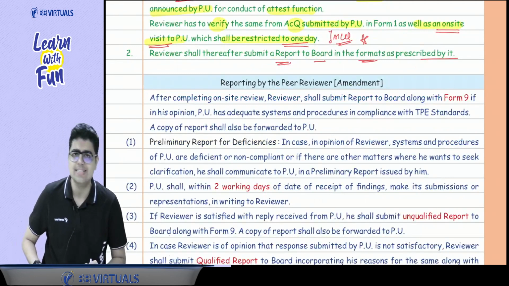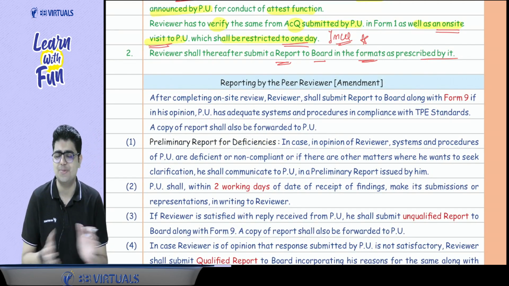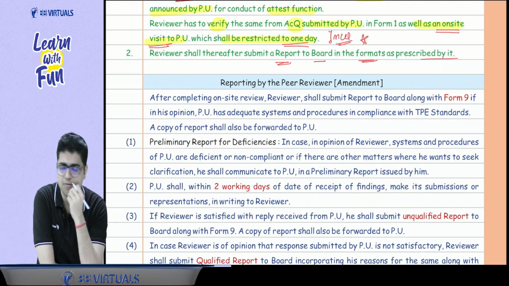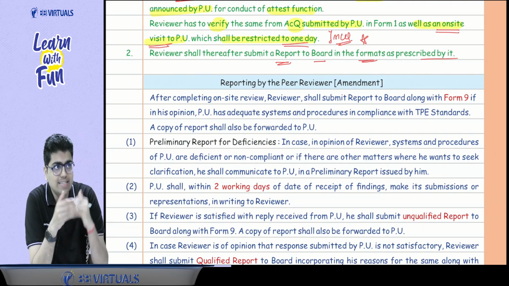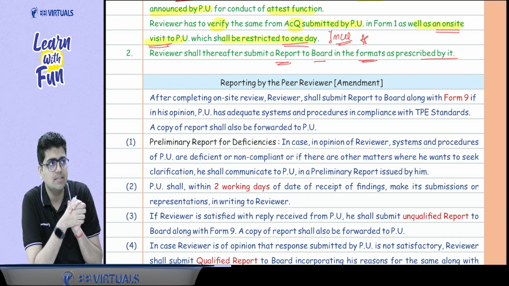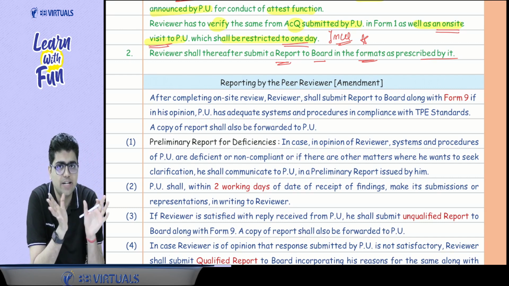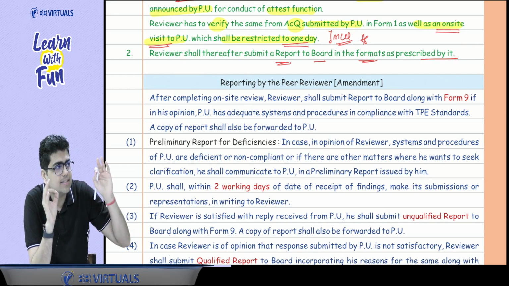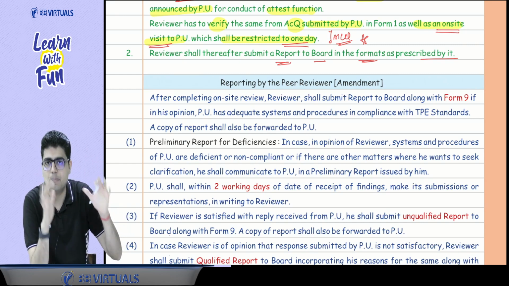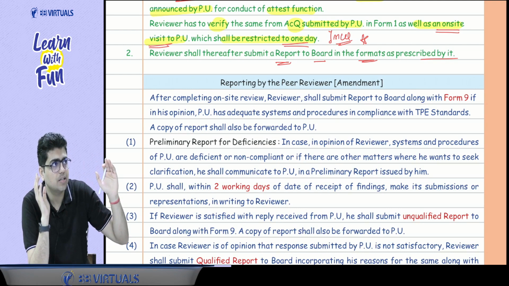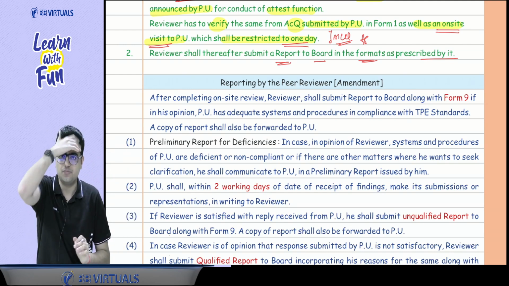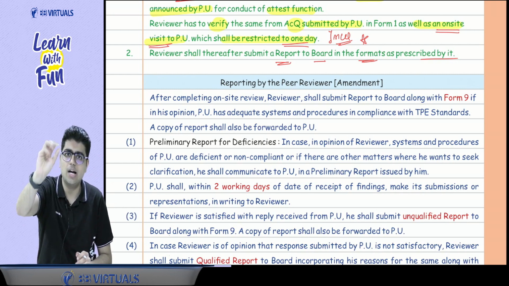Now comes the last stage of the peer review, and now the chapter is coming to the end. So the last stage is reporting by the peer reviewer. Now, since he has already evaluated the samples, he may be either satisfied or not satisfied. If he is satisfied and he feels the systems and procedures are performing properly, they are working as per the standards on quality control, then in that case, he will issue an unqualified report.